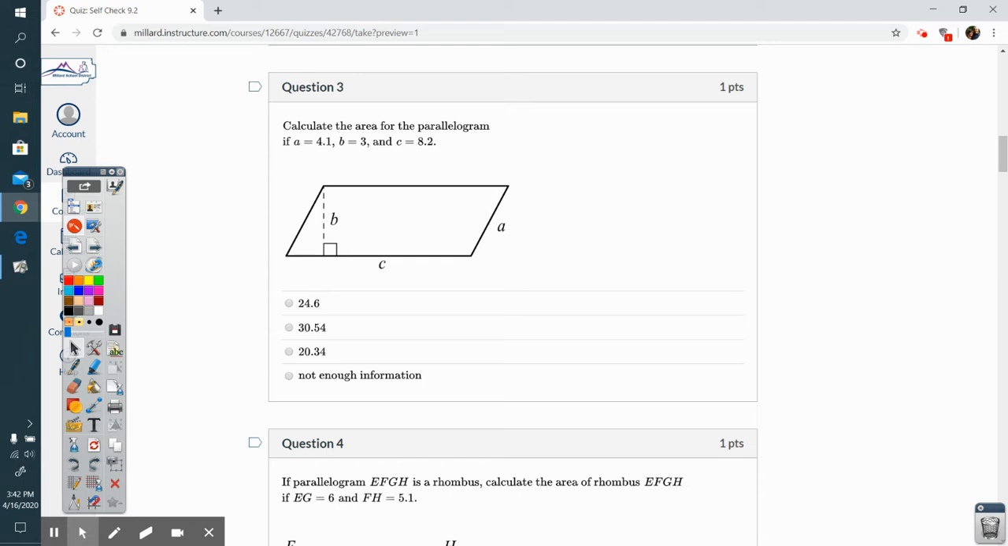So for this particular problem, again, we're calculating the area. So if it says A is 4.1, B is 3, and C is 8.2, A is extra information that you don't need because I just need the base and the height. So base is 8.2, multiply that by 3, and that gives you your answer. 8.2 times 3 gives you the area of 24.6 right here.